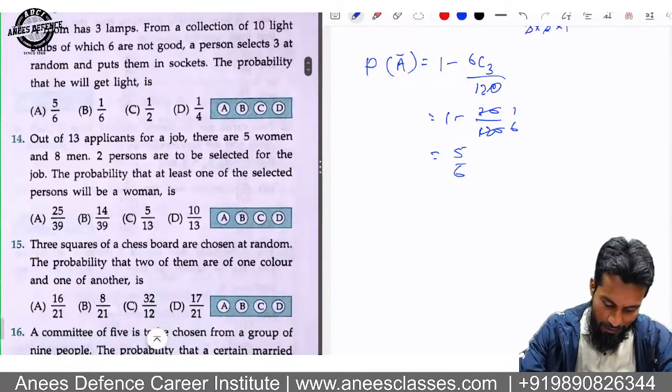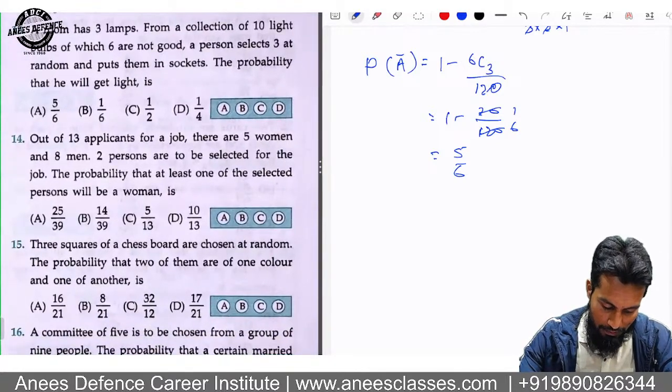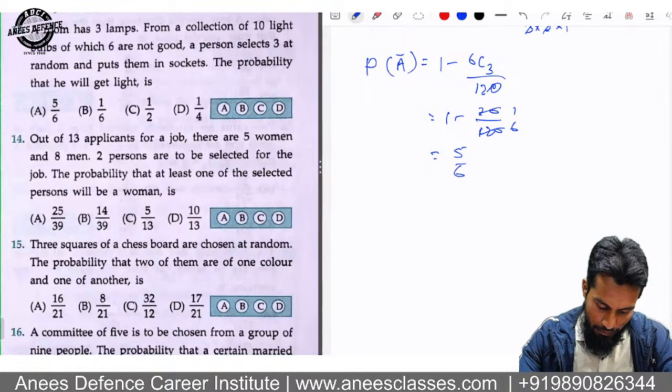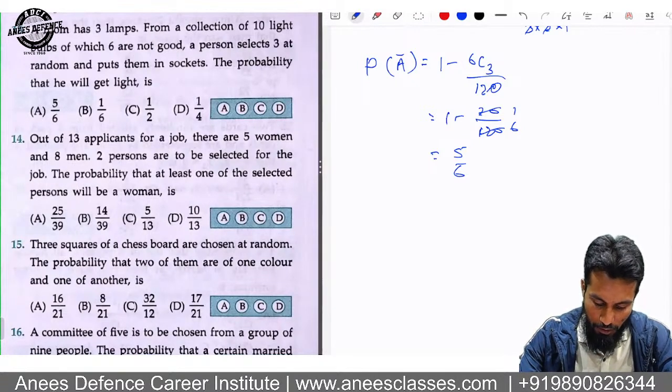See, question number 13, they have given that a room is having three lamps and you have 10 options for light bulbs. Among that 10, 6 are defective and 4 are of good condition. So you have to select 3 out of those 10 bulbs, which are a mixture of good bulbs and defective bulbs. Out of that 3, we don't know which will be of good condition and which will be defective. So for that only we have to find out the probability.